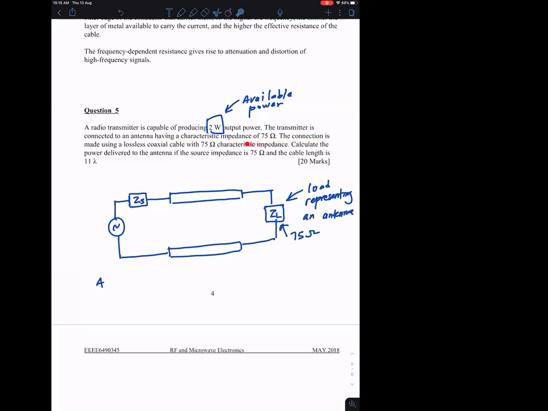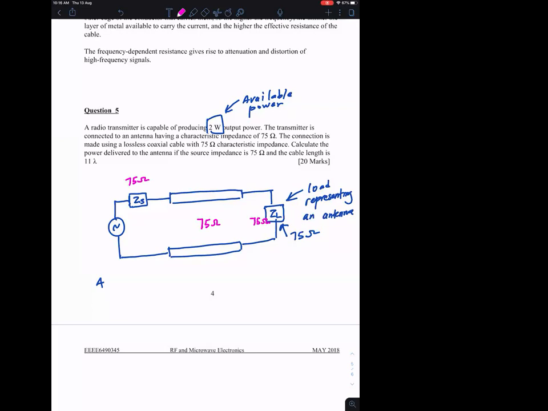The connection is made using a lossless cable with a 75 ohms characteristic impedance. So it's good for you. 75 ohms characteristic impedance, 75 ohms at the load. Load also 75 ohms, and this one also is 75 ohms. So everything is well matched.